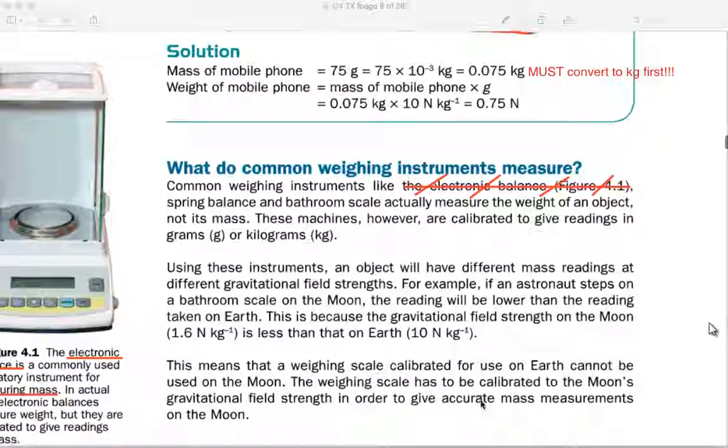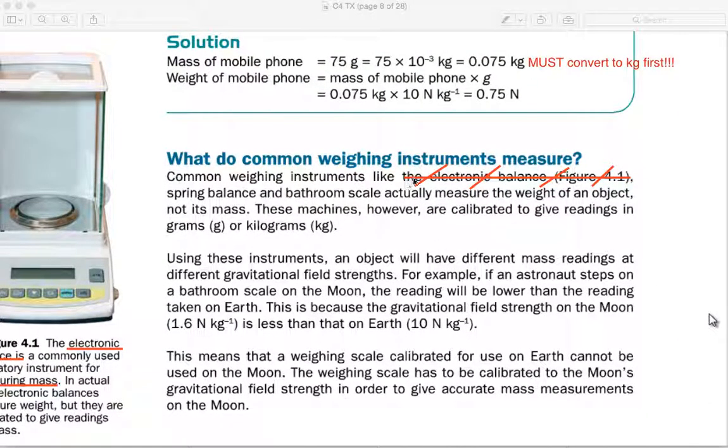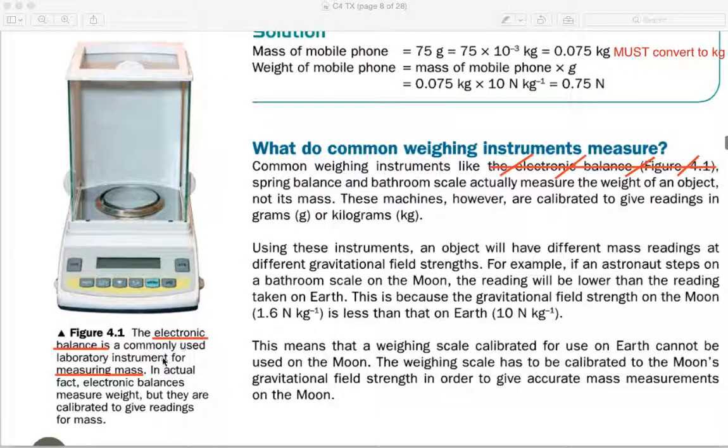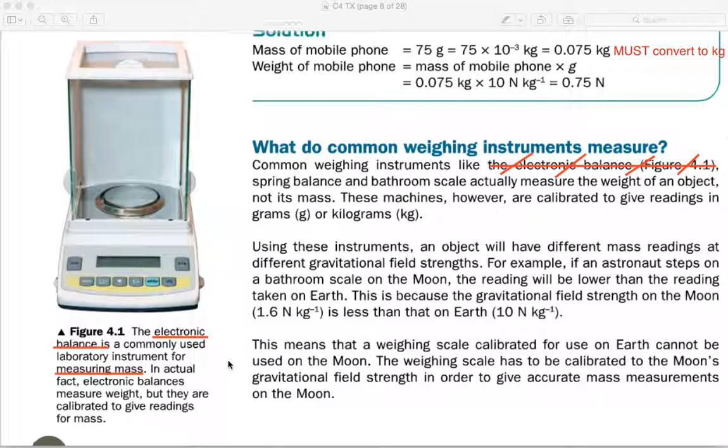In this part of the book, I'll just let you cancel this off. Some weighing instruments like the spring balance and bathroom scale actually measure weight. The electronic balance measures the mass. So I think this is a mistake over here: the electronic balance is used to measure mass. Highlight this part.